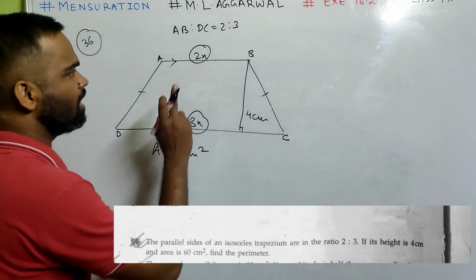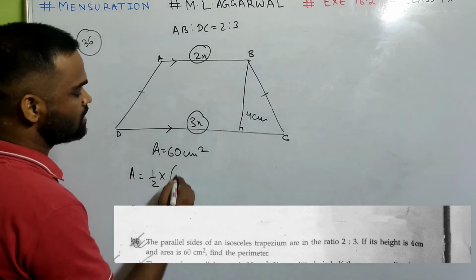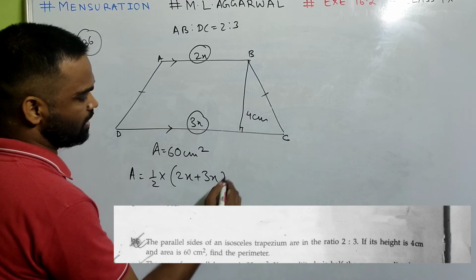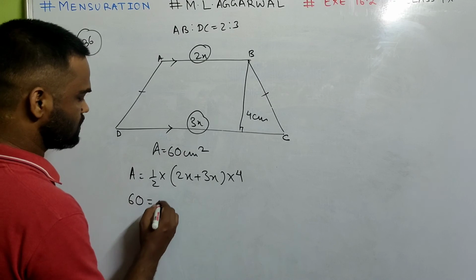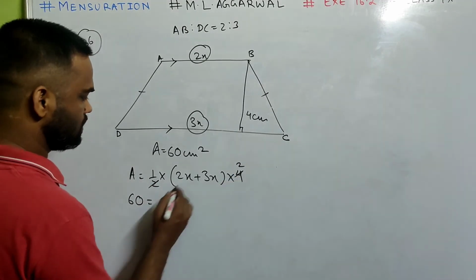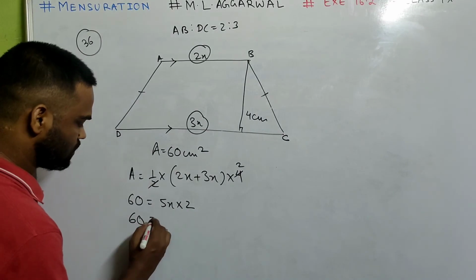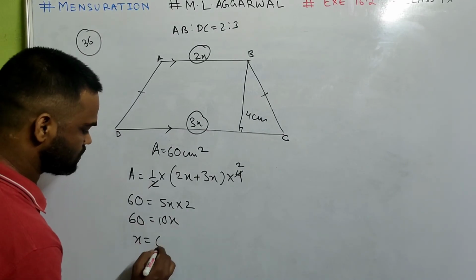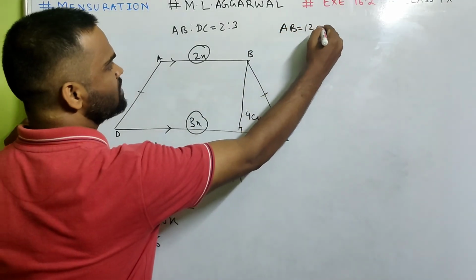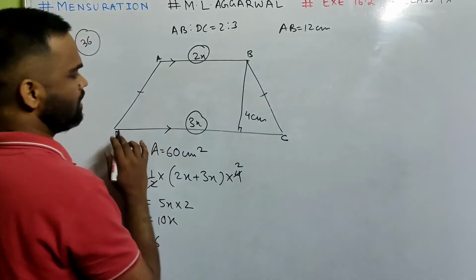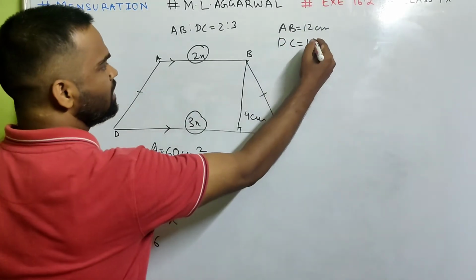Now look over here. First of all, I'll find x. Just like the previous sum, area equals half into sum of parallel sides into height. Area is given as 60 is equal to, this is 2 one time, 2 two times. So this is 5x into 2, that's 10x. So 60 equals 10x, so x equals 6, which means AB will be 12 centimeter and DC will be 6 3s are 18 centimeter.